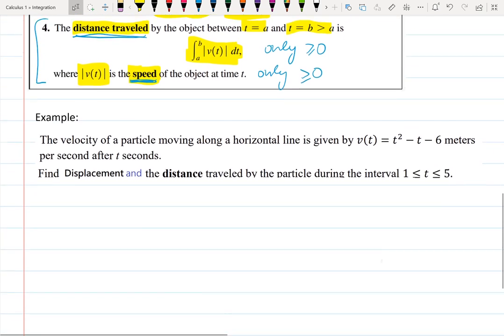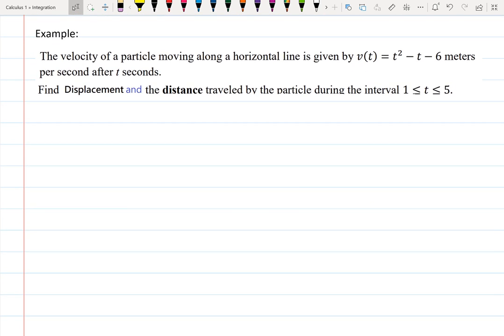Great, let's do the example. You might see this example in your homework or in your exam, where we want you to understand the difference, especially if you're a physics major or engineering major. That's something you definitely need to understand really well.